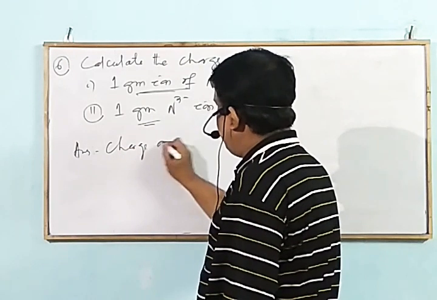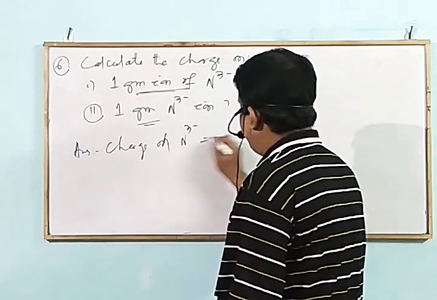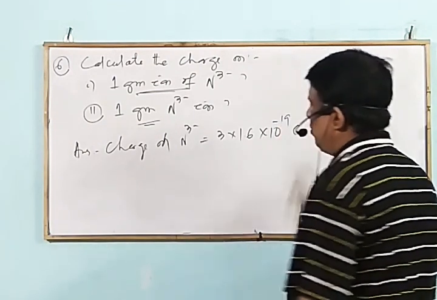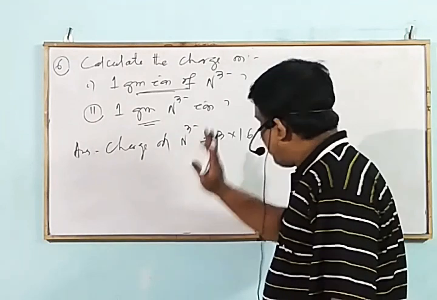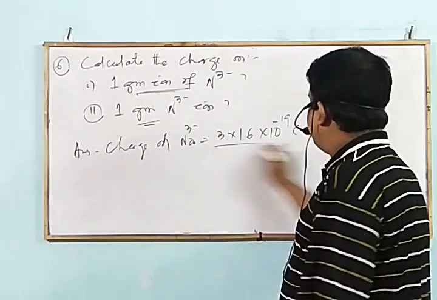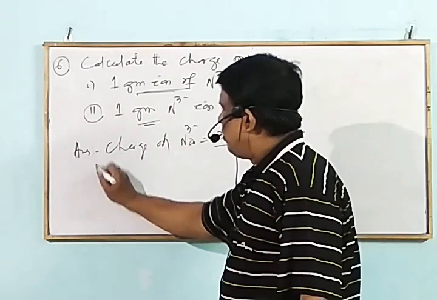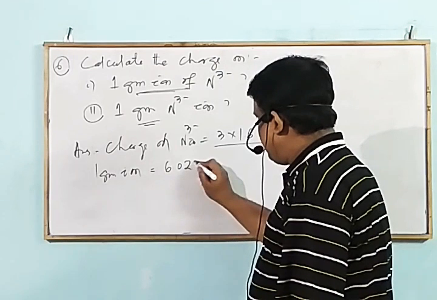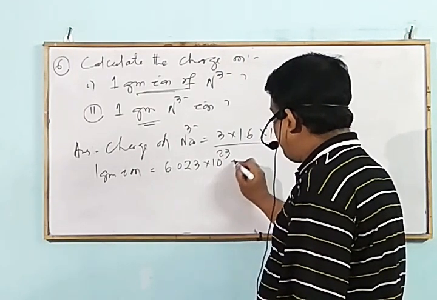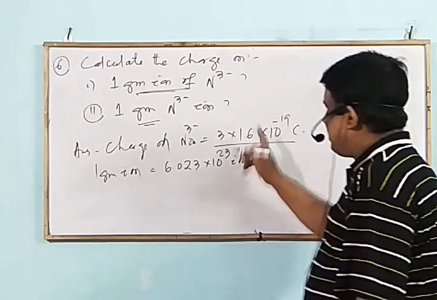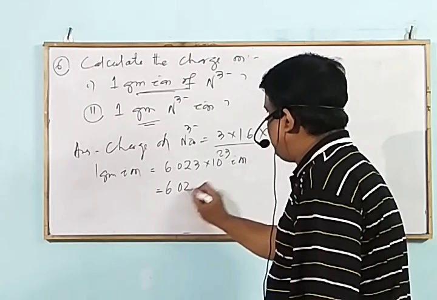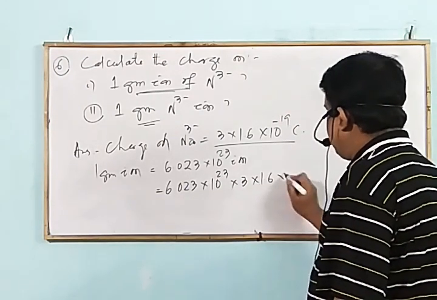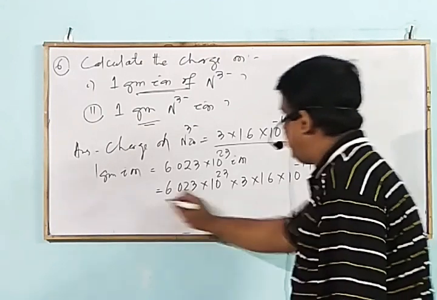Charge on N3 minus is equal to 3 into 1.6 into 10 to the power minus 19 coulomb. So that is the charge on 1 nitride ion. So 1 gram ion means Avogadro number, 6.023 into 10 to the power 23 ions. So total charge required is equal to 6.023 into 10 to the power 23 into 3 into 1.6 into 10 to the power minus 19 coulomb.